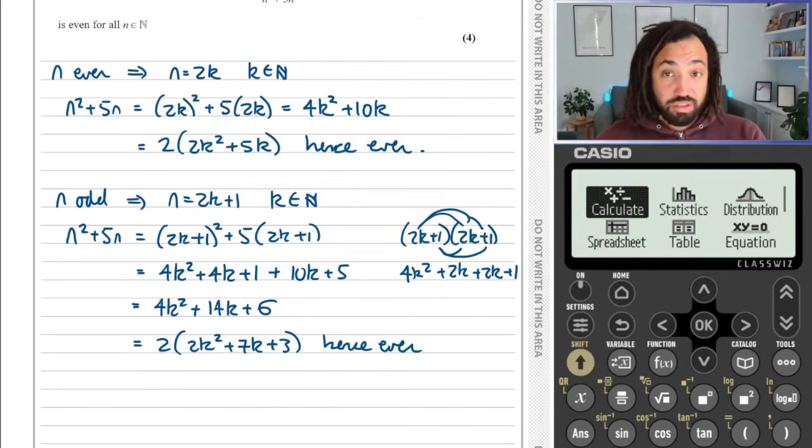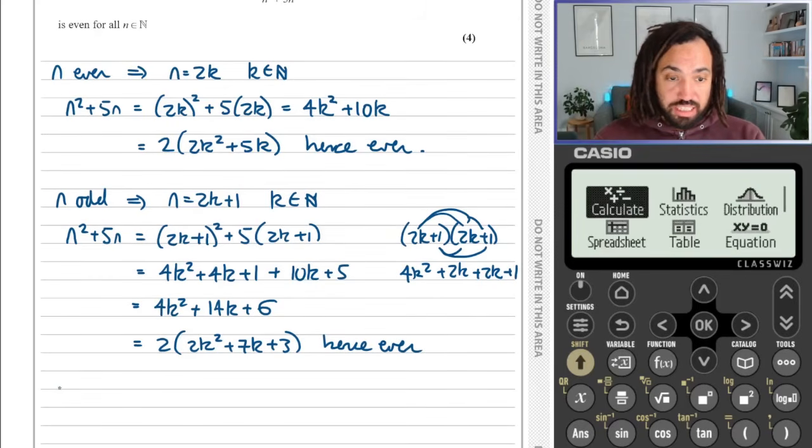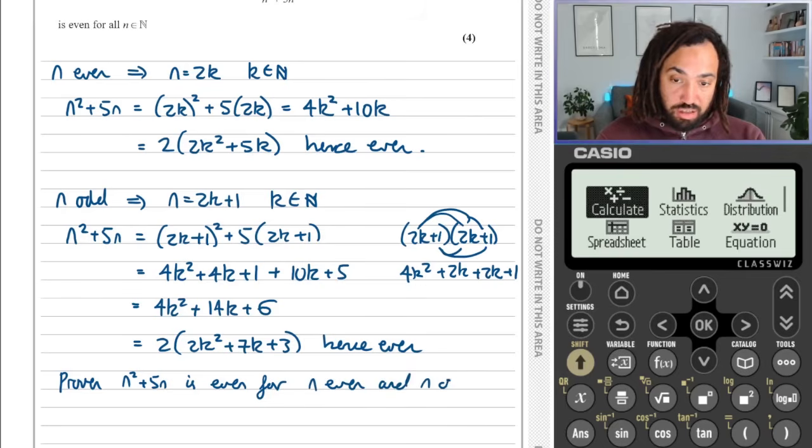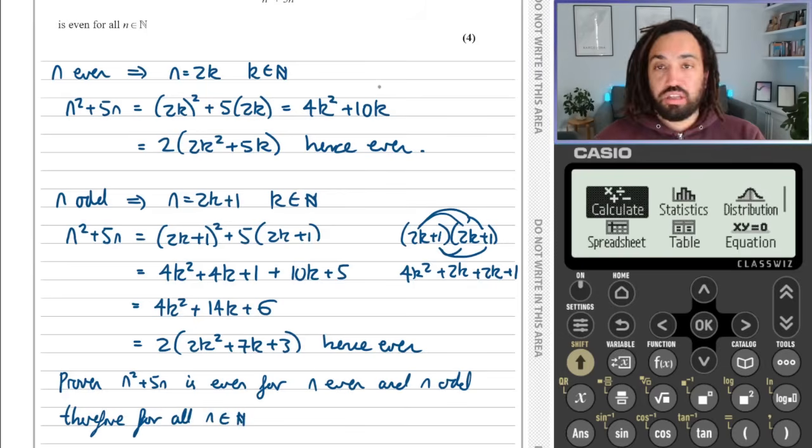And finally we need a conclusion restatement, so we can say that it has been proven n squared plus 5n is even for n even and n odd, therefore for all n natural. Perfect.